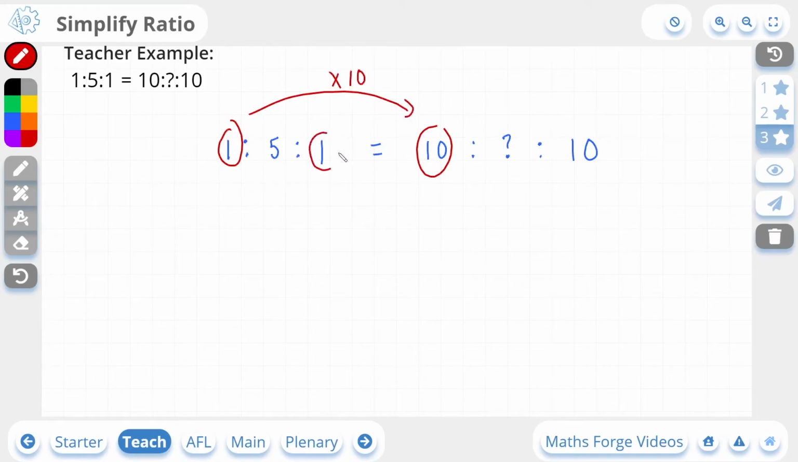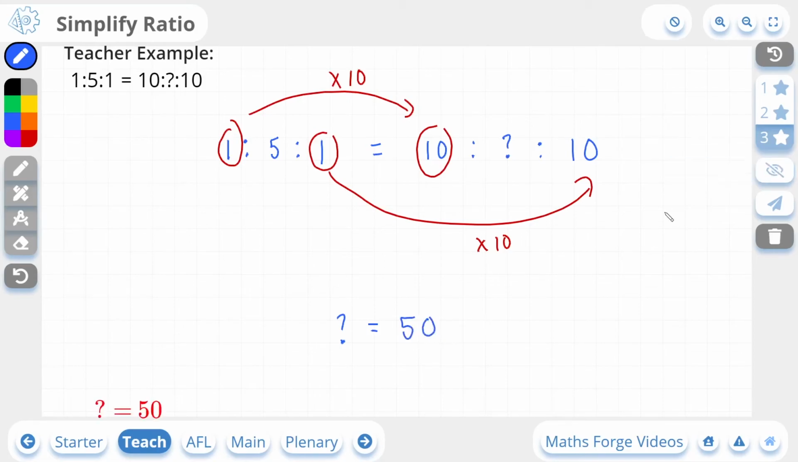And it's the same for this one here. To go from 1 to 10, we multiply by 10. So the multiplication connecting these ratios is times 10. And of course, if the central value on the left is 5, then the central value on the right, that's 10 times bigger, is just going to be 5 multiplied by 10. So 5 multiplied by 10 gives us this question mark to be 50. And if we check our answer, there it is.